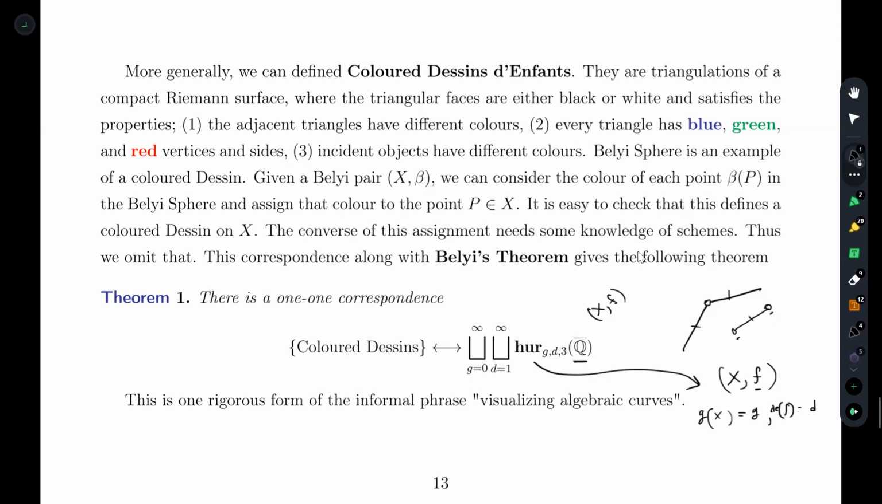Who has written that book? I have shared with you, Wolfart. No, not Wolfart. This is by Girondo and Gonzalez. Yeah, I'm showing the book here. Okay, that is a different book.